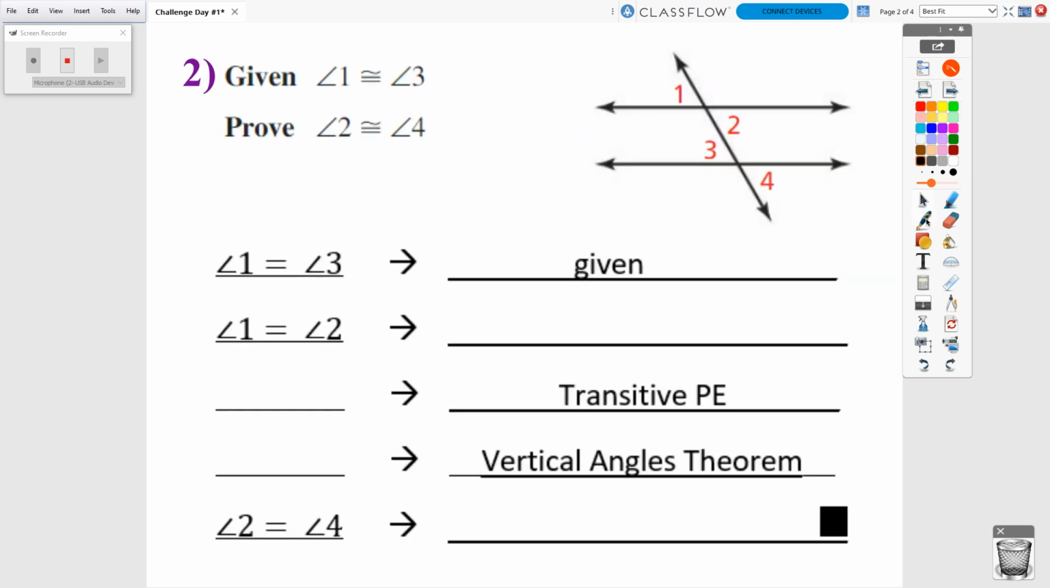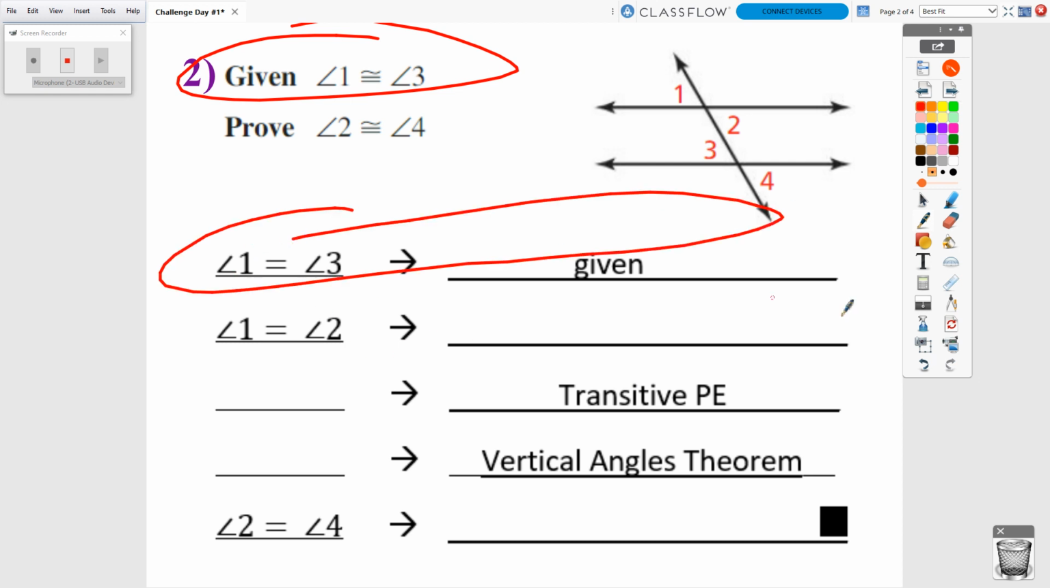All right, number two, a kind of proof that's already kind of filled out most of the way. We just need to fill in 4 blanks. All right, so first line, angle 1 is congruent to angle 3. And that was simply given to us, right? So there's our first line that we've got the given information right here.